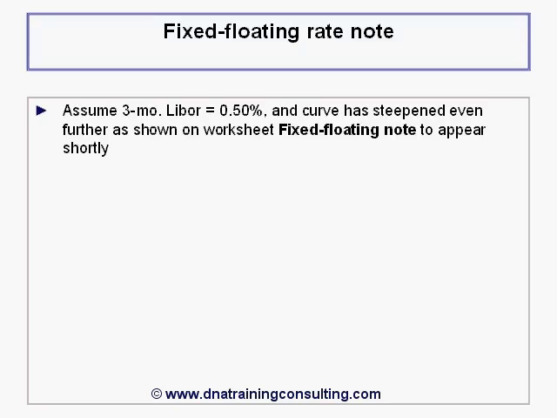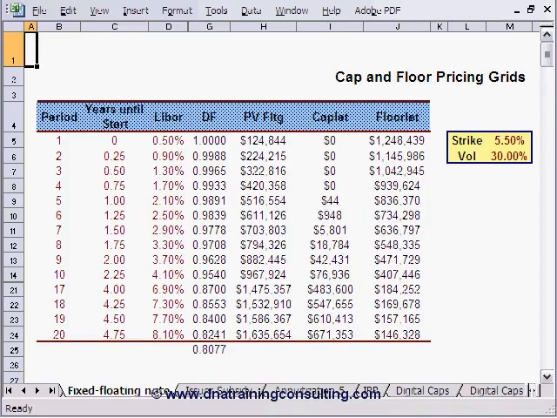We continue to assume that 3-month LIBOR spot stands today at 0.5% and that the curve has steepened even further, so now appears as shown in worksheet fixed floating note about to appear in front of you. Here is the worksheet in question, and for now please note the 40 basis point gap between each LIBOR forward and the one immediately underneath it.